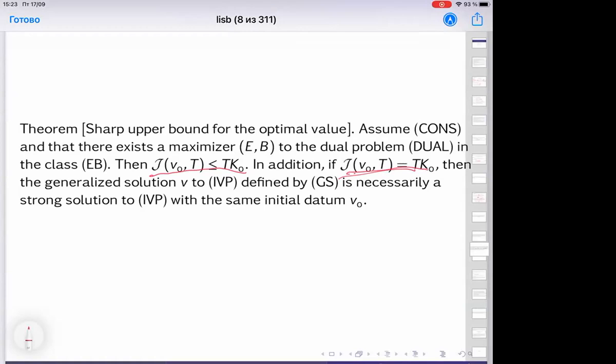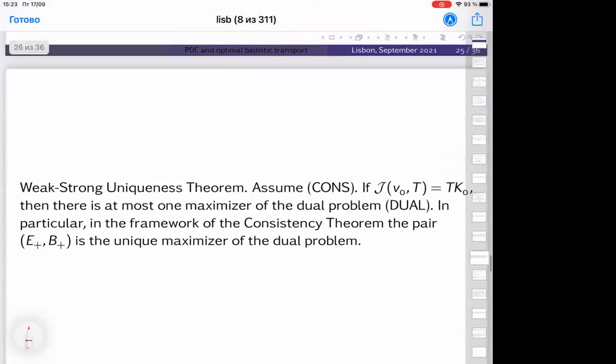And you know that there is an inequality, but if they coincide, and there are situations when you can show that these two values coincide, then actually the solution of the dual problem generates for you the solution of the primal problem by this time averaging of the momentum, and you get a strong solution automatically and with the same initial data. So in this case, you have full consistency. Of course, you need this condition for that. So this is too strong, but in some particular situations, you can verify. So in particular, this leads easily to weak-strong uniqueness.